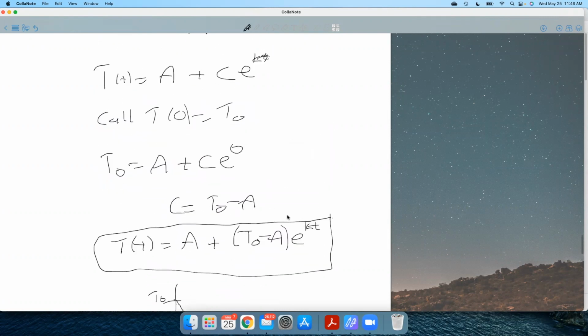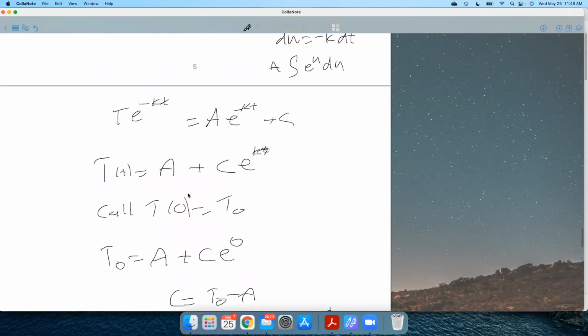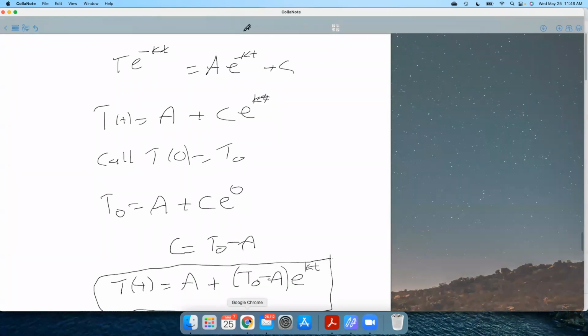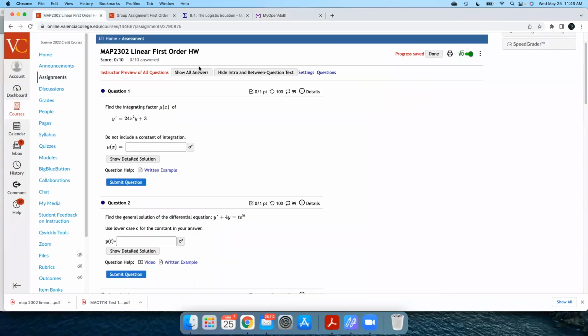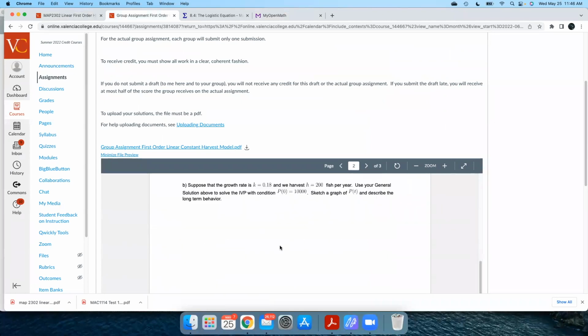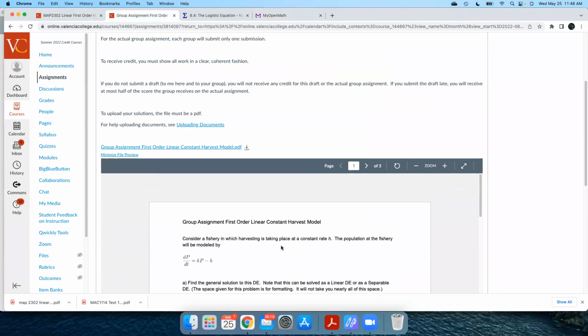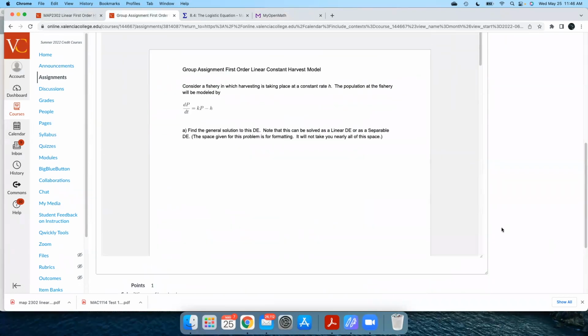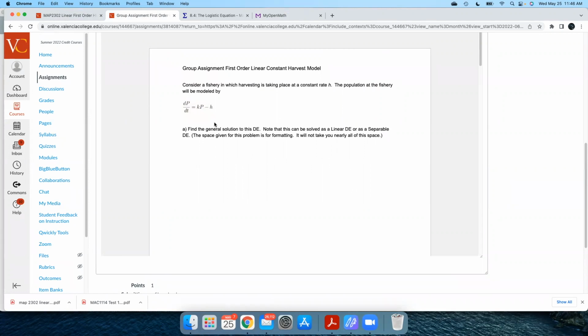Okay. This game that I played here with solving for C in terms of the other parameters is something you're going to have to do in that harvest problem. You're going to have to play that same kind of game. I would recommend even doing it here in the solution. So once you get this solved, use P of 0 equals P0 and solve for your C, your constant of integration, in terms of that. And it'll make everything else much easier.